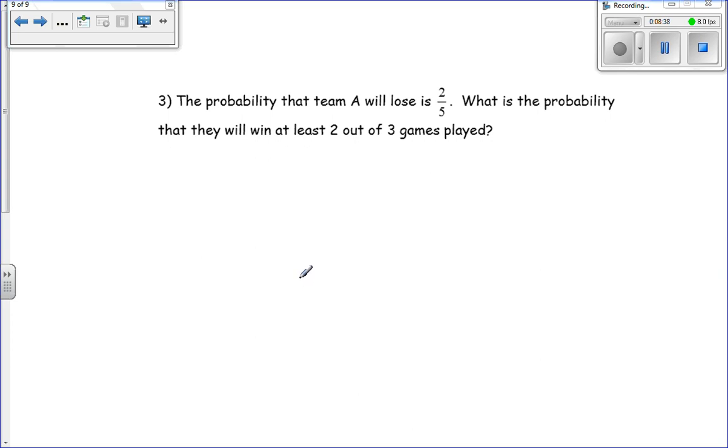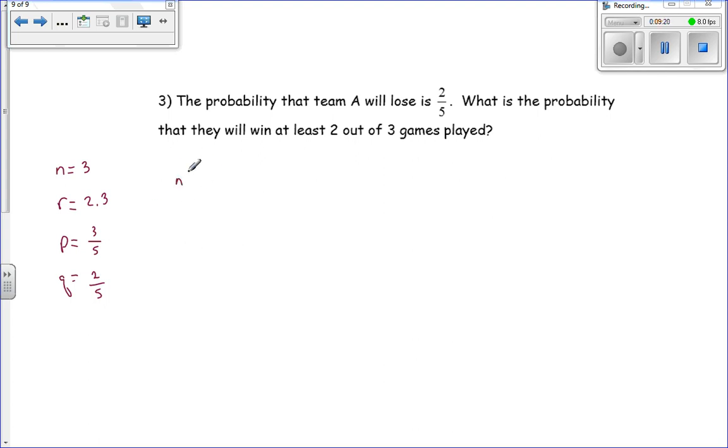Alright, for number 3, the probability that Team A will lose is 2/5. What's the probability that they will win at least 2 out of 3 games played? Well, we're playing 3 games. So n is 3. r is at least 2, which means 2 or more. So 2 or 3. Probability of winning is 3/5. And the probability of losing is 2/5. Make sure you read the questions carefully. Every once in a while they give you a problem like this.